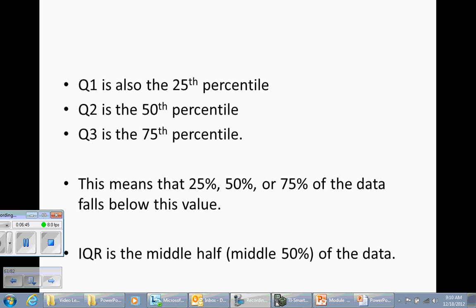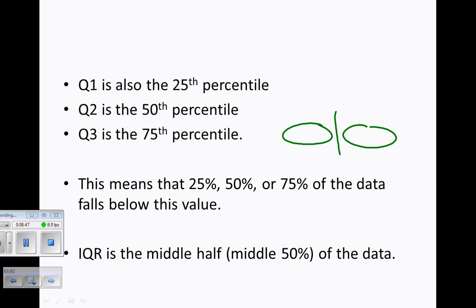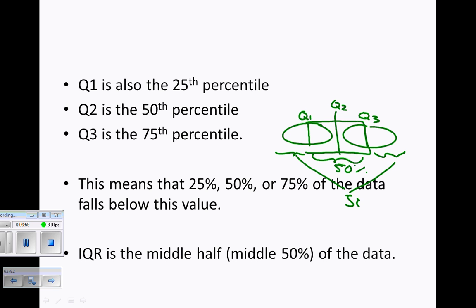So again, when we split up our data, this part right here, remember, that was quartile 1, quartile 2, quartile 3. This is 50% of your data. And then this out here would be the other 50% of your data. Okay?